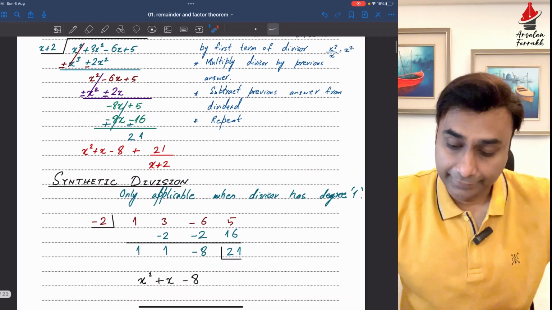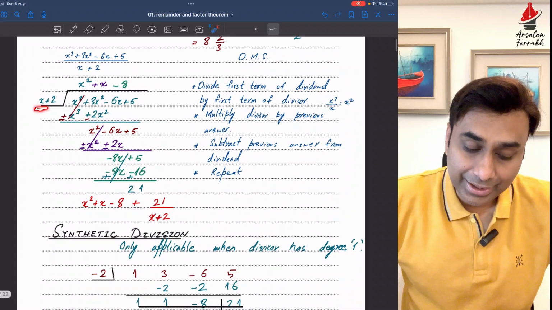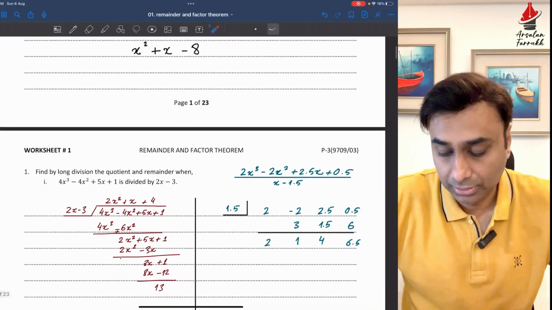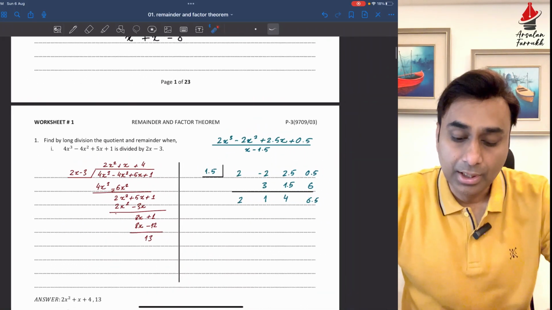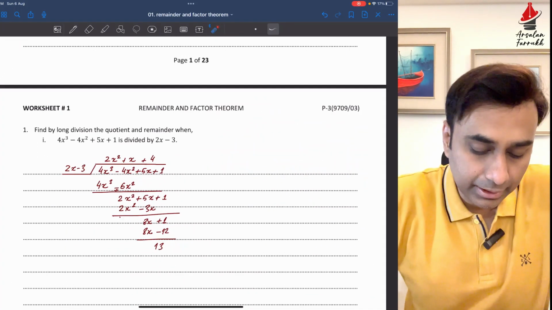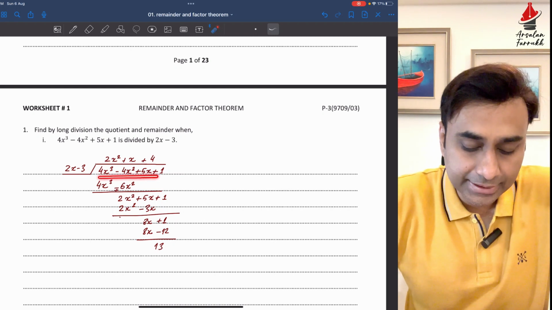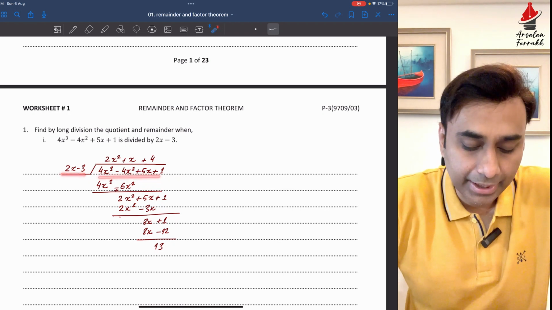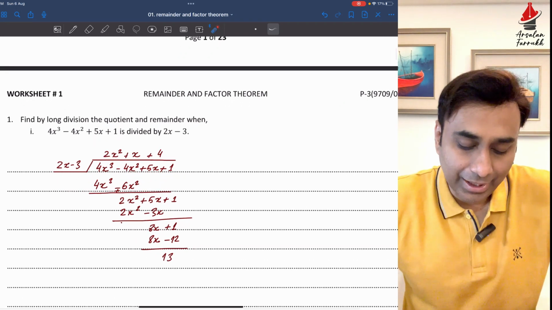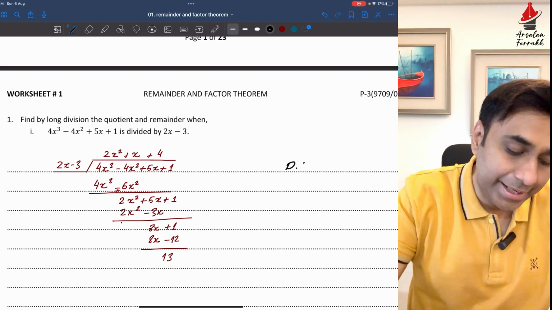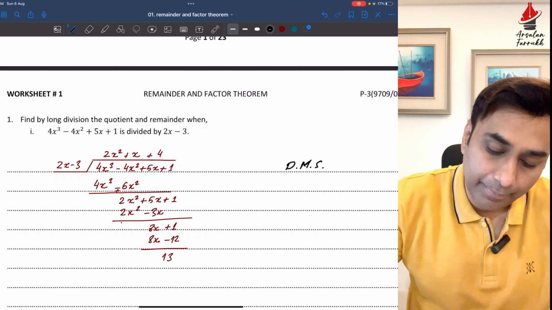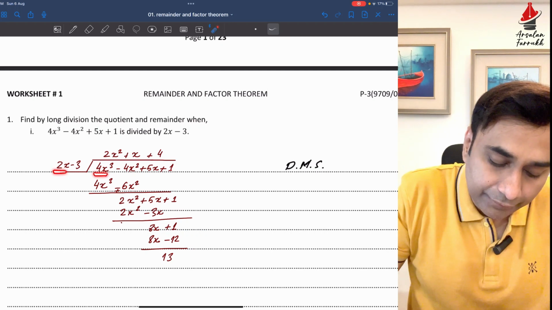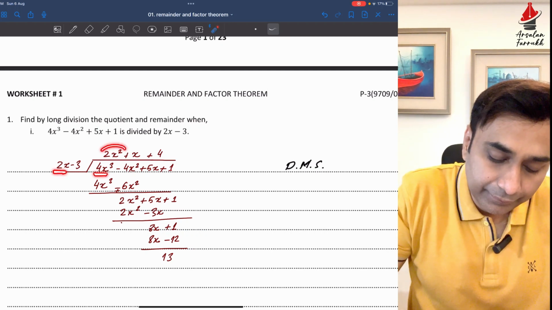But two things: it is only applicable when the degree is 1 and only applicable when it has a coefficient 1. Otherwise, you would not be able to do it that directly. Let's have a look at a few more examples. Like if I had to divide 4x cubed minus 4x squared plus 5x plus 1 by 2x minus 3. So I will again repeat that process of DMS, divide, multiply, subtract. So I divided 4x cubed by 2x.